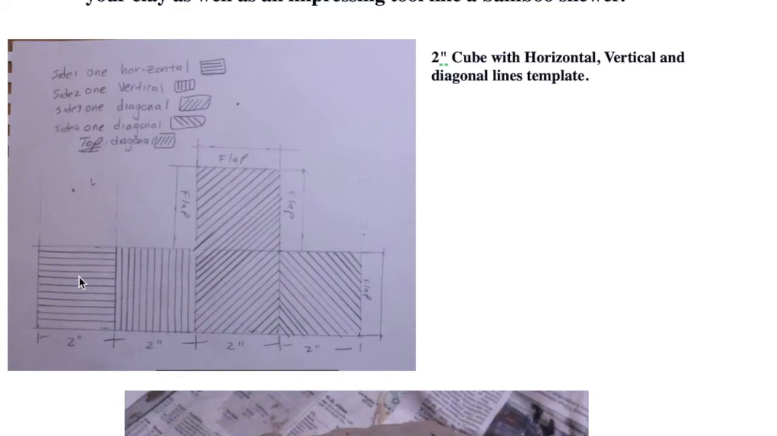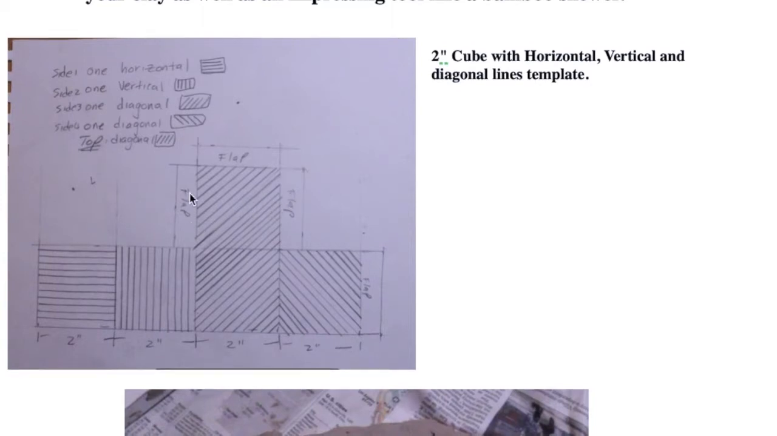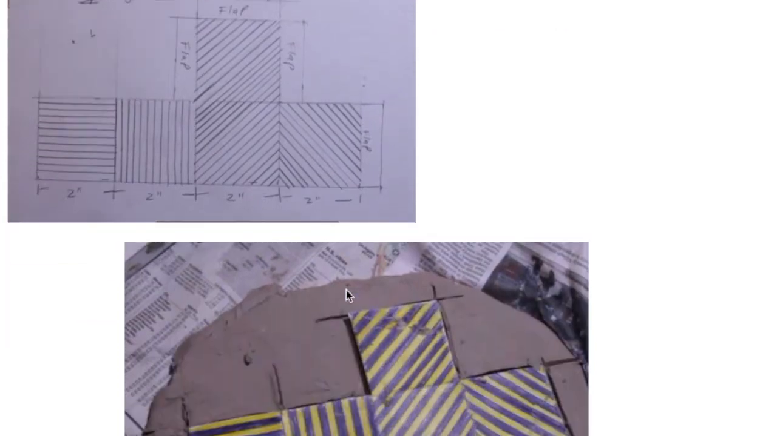Side 1 is horizontal, 2 is vertical, 3 is diagonal, 4 is another diagonal, opposite, and then the top is a diagonal. So that's what your template will look like. You should have a flap here, flap here, flap here, coming off a 1/2 inch on each side. And these are 2 inches by 2 inches. Everything is on the 2-inch.